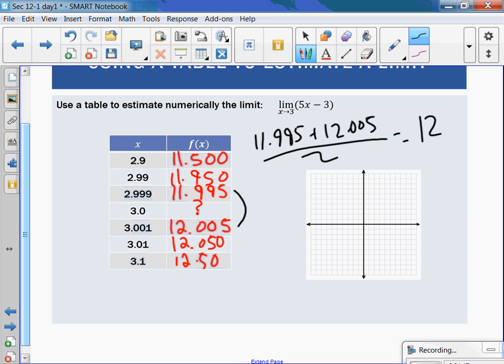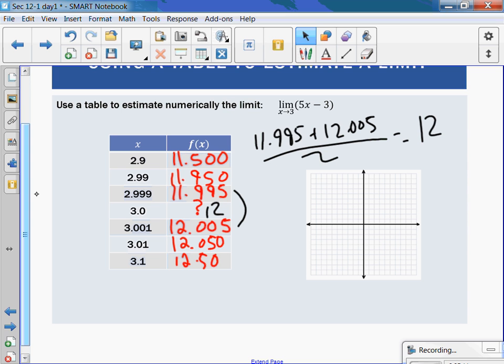In this particular case, I can just say, okay, when x equals 3, what do I get? When x equals 3, 5 times 3 is 15, minus 3 is equal to 12. But that's not what a limit is. A limit is not what is that value. The limit is what are we approaching. You'll see why this makes sense as we go along. So, question?